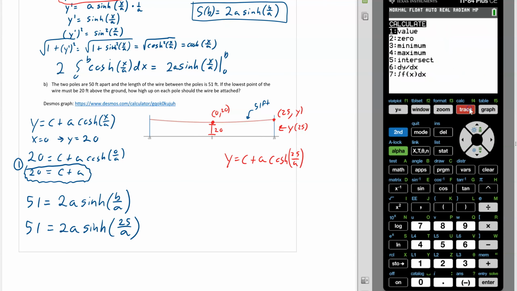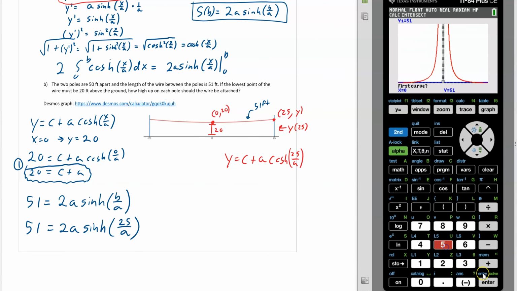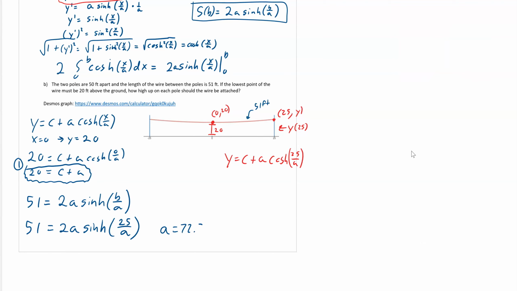So second, calc, intersect, and then we go enter, right? Second curve, enter, and enter. There we go, enter. Had to be in the screen, and then enter. And it gives me, there's my 72.384 that we got in the calculator. So 72.384, and we'll do 3. Let's just do what it is. A equals 72.384. We'll use that.